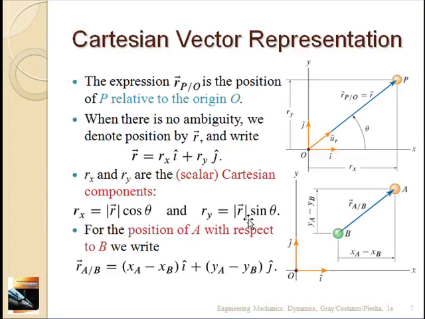And ry then is the magnitude of r times the sine of the angle between them. And so we can write for the position of, say, point A relative to B as the x position of A minus the x position of B, or this distance here, times the unit vector in the i direction, in the x direction, plus this distance here, which is ya minus yb, times j hat, which is the unit vector in the y direction.